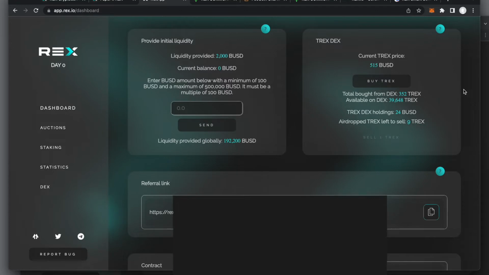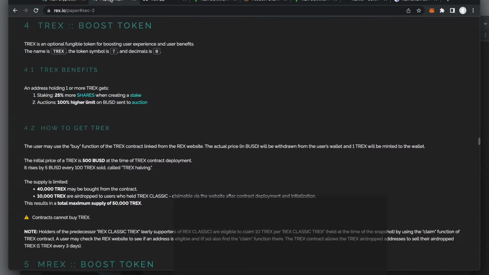So the TREX DEX is here on your REX dashboard, and I'm showing you the mainnet version because this is live. And so let's read about TREX first, and then we will discuss the trading of TREX, which has been the source of a lot of confusion on the main REX Telegram group over the last days. So let's talk through TREX.